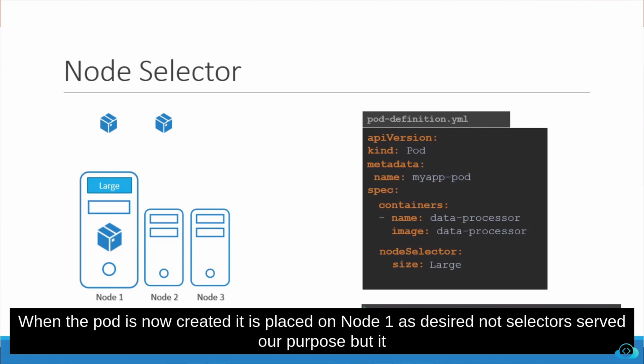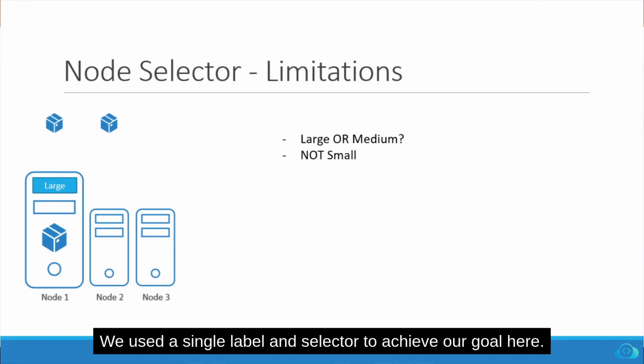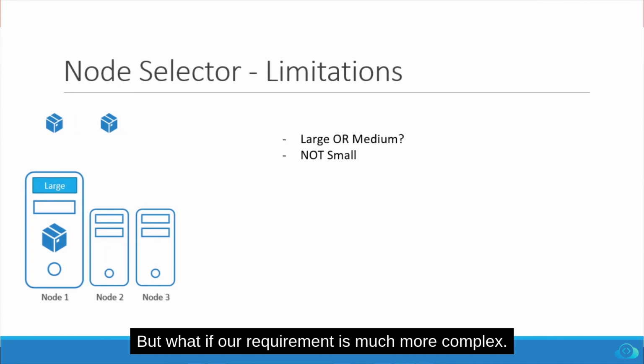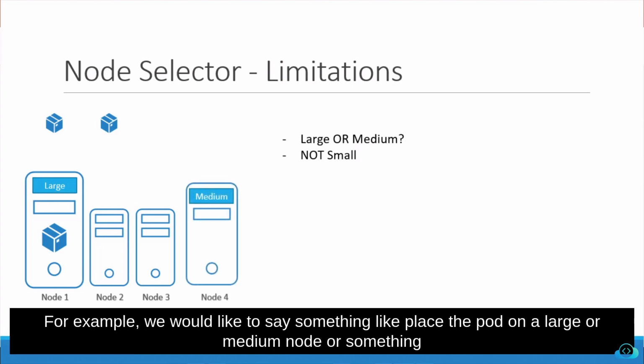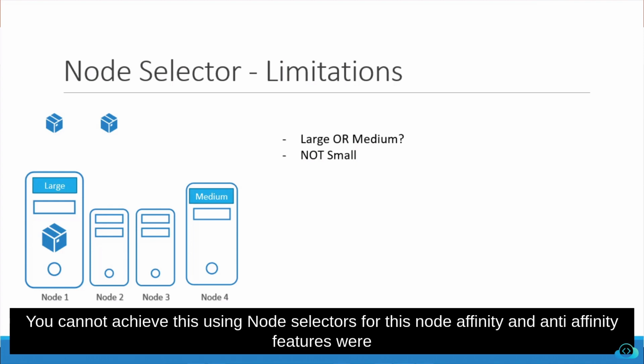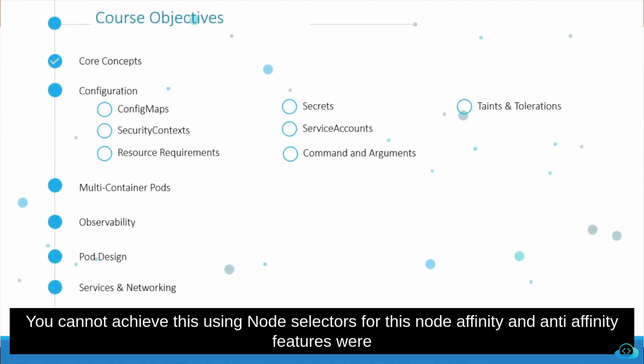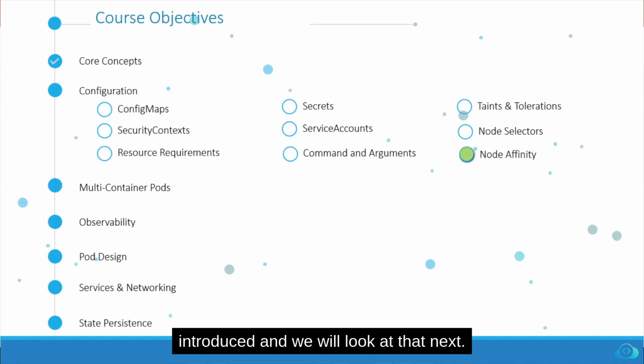Node selectors served our purpose, but they have limitations. We used a single label and selector to achieve our goal here. But what if our requirement is much more complex? For example, we would like to say something like place the pod on a large or medium node, or something like place the pod on any nodes that are not small. You cannot achieve this using node selectors. For this, node affinity and anti-affinity features were introduced, and we will look at that next.